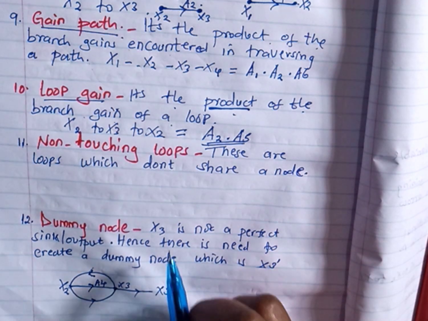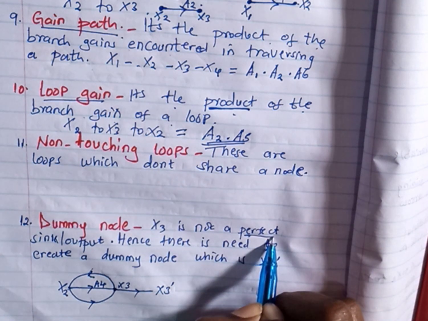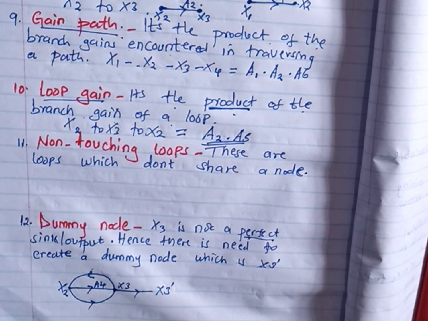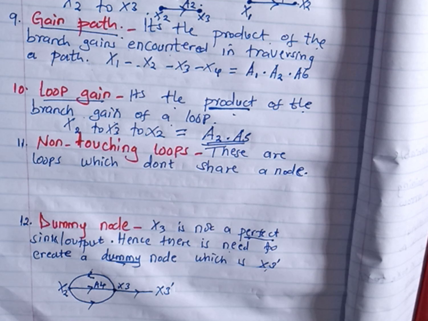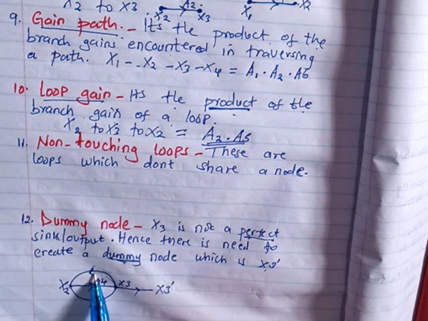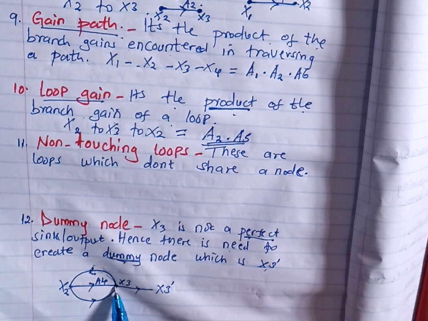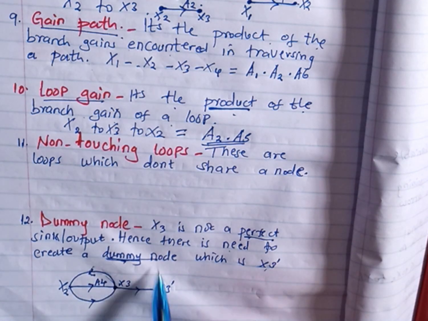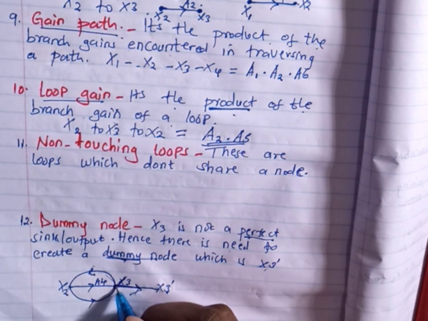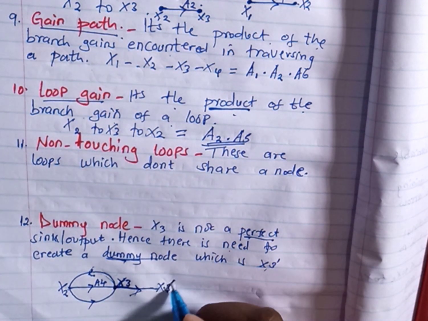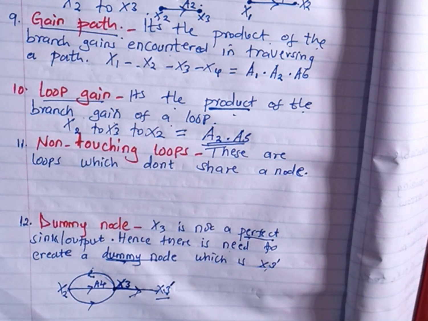So x3 is not a perfect node, a sink or output, and therefore there is need to create a dummy node, which is now x3 prime. If I have the arrow coming from this x3, and this other arrow coming towards this x3, of course I will not call this one output. I need to create a dummy node, which is now my x3 prime. So I show this by an arrow: if this is my x3, then here I'll have x3 prime to show my output.